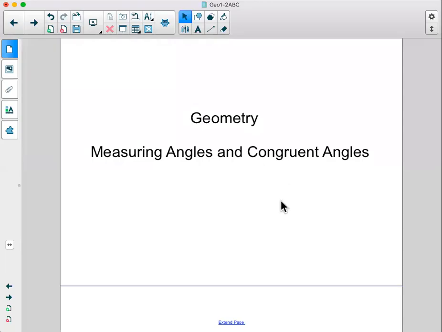Hi, geometry students. Today I'm going to be talking to you about measuring angles and what congruent angles are. Talk to you about angle congruency as well.